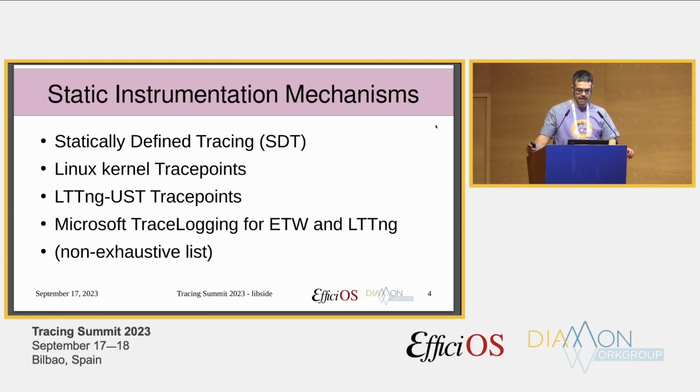There are a couple of mechanisms to do static instrumentation out there, and this is a non-exhaustive list. But the ones I will target here mostly are the statically defined tracing SDT, originally from DTrace. It's also implemented by SystemTap on Linux. The Linux kernel trace points that I created back in 2007. Then the LTTng UST trace points, which I created later on. Then there's the Microsoft TraceLogging facilities for ETW on Windows, and they did an adaptation to produce LTTng traces from the TraceLogging instrumentation as well.